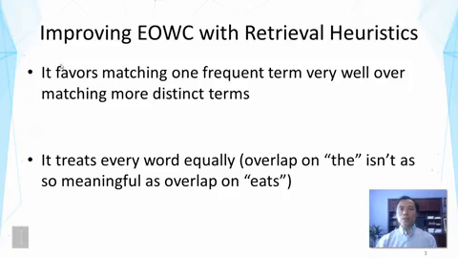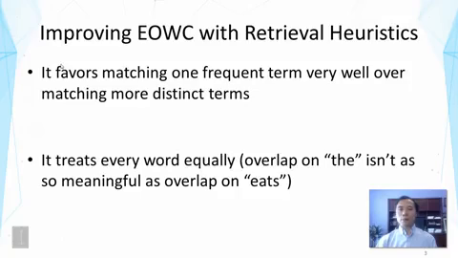We also discussed the two problems of this method. The first is that it favors matching one frequent term very well over matching more distinct terms. It puts too much emphasis on matching one term very well. The second is that it treats every word equally. Even a common word like "the" would contribute equally as a content word like "eats".